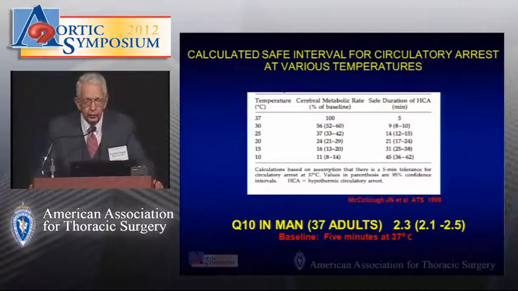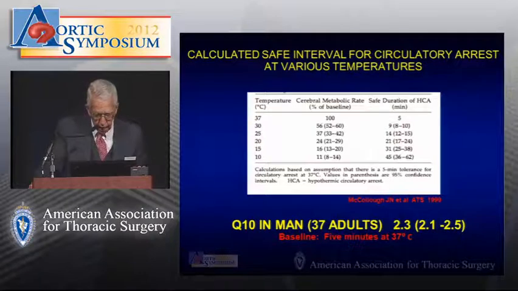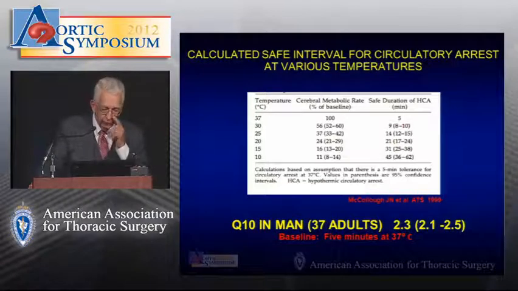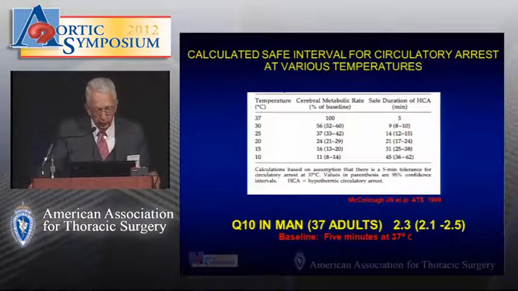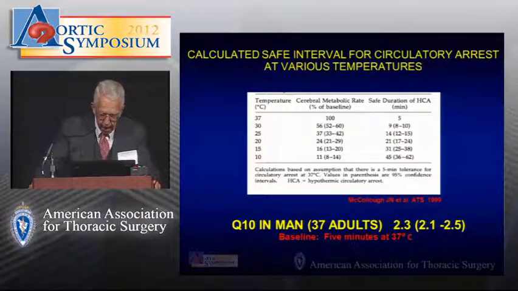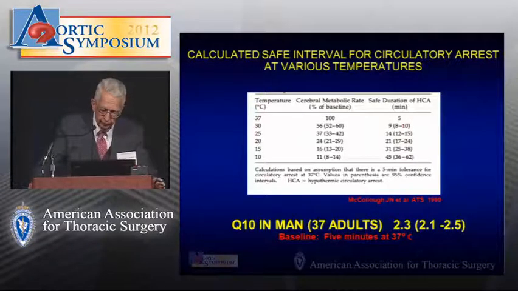Here's the analysis on these patients, done similar to what I showed you earlier on the experimental animals. Again, you can generate a line for each individual patient of the logarithm of oxygen consumption against temperature, and then derive this sort of table for safe intervals of interruption of circulation at various temperatures.